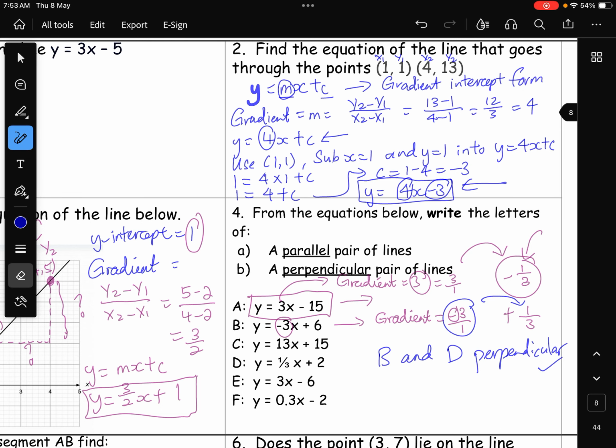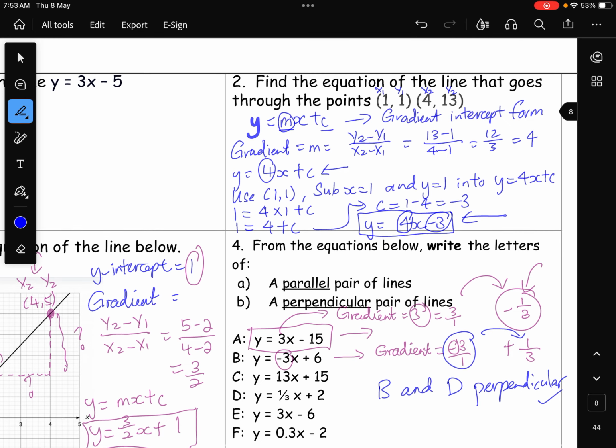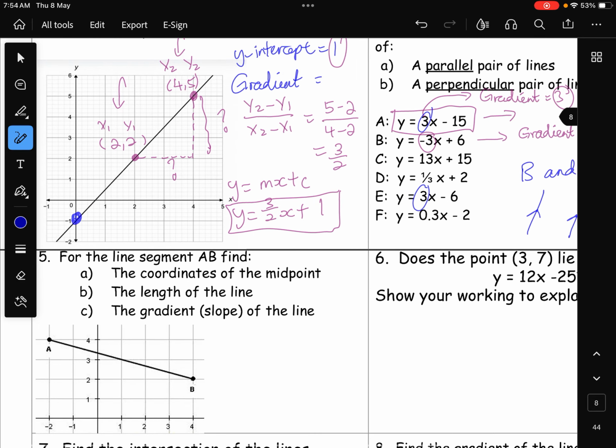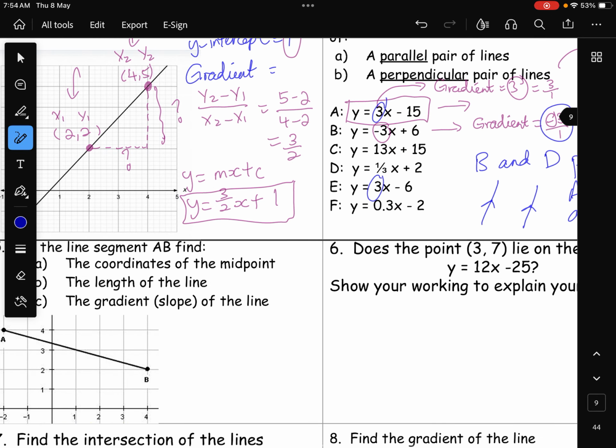Now, what about parallel lines? Parallel lines, I think, is probably the most straightforward. If you're going to have two lines which are parallel, the gradients have to be the same. Okay, and we can see that A and E are parallel, because they literally have the same gradient, which is 3 and 3 here. Okay, so that's really it for parallel and perpendicular lines.